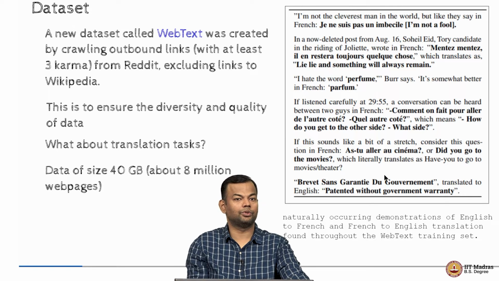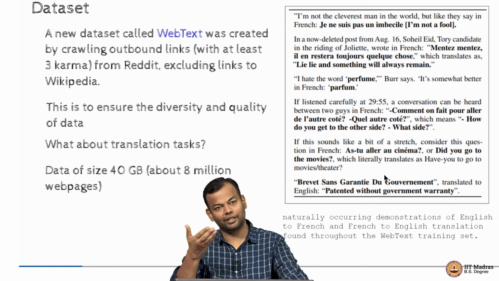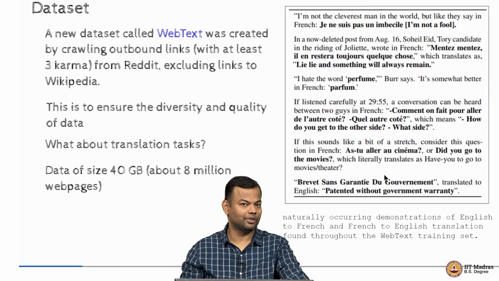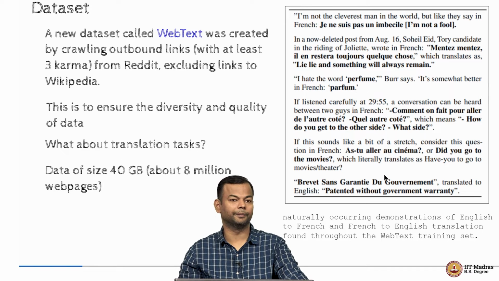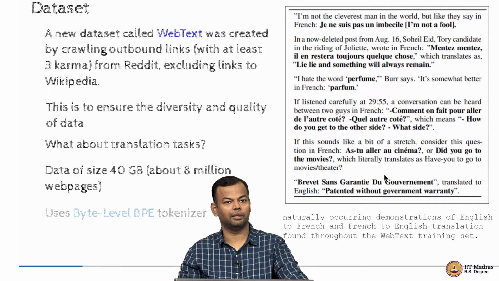And this was about 8 million web pages, large in the context of the year in which this was published. But today, of course, this is much smaller than what modern large language models are trained on, in terms of the amount of data. So this was some 40 GB of data, 8 million web pages, and they used the BPE tokenizer.